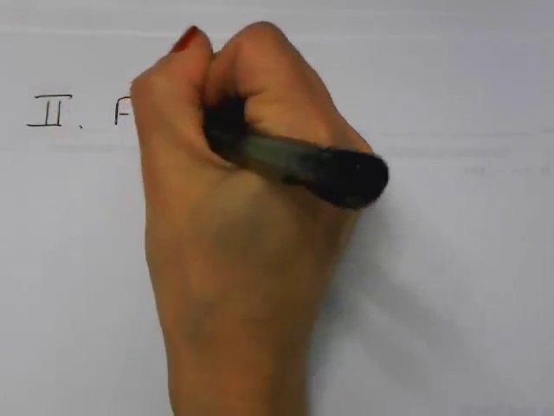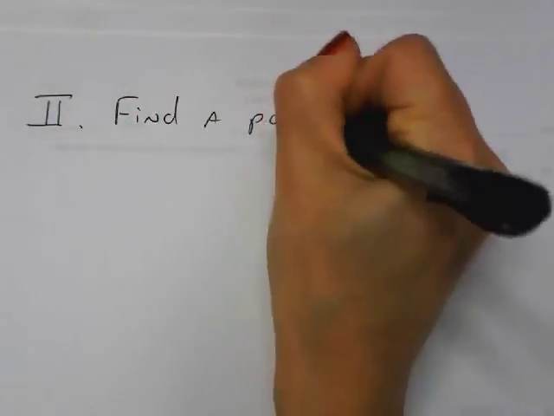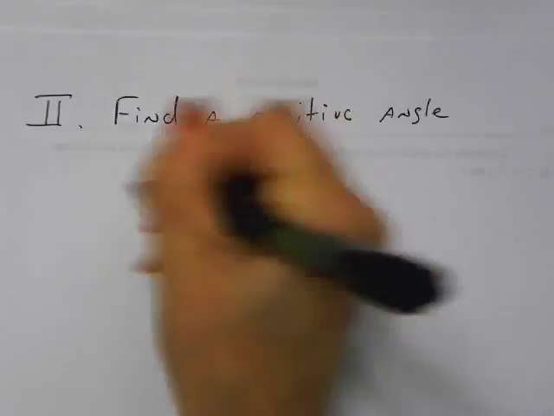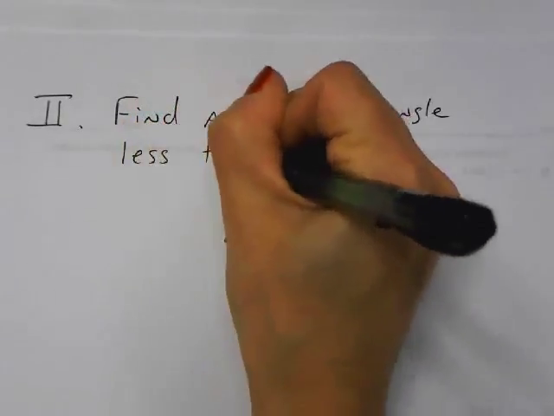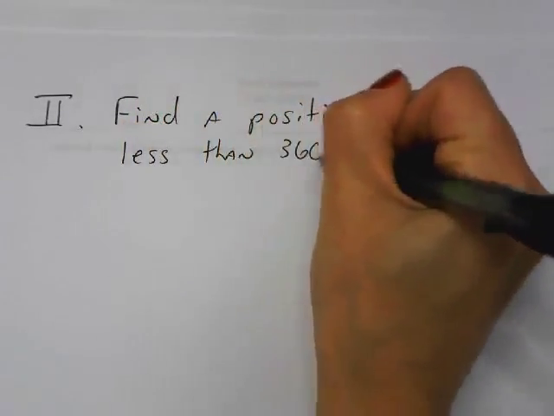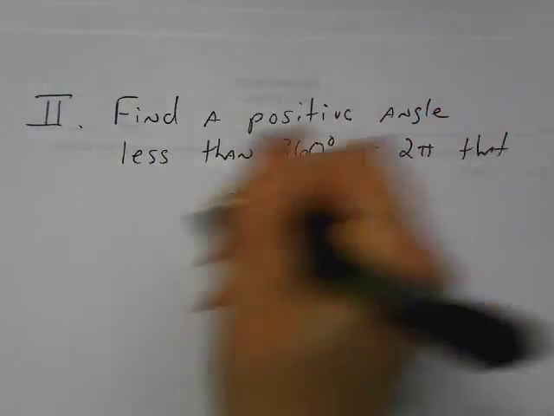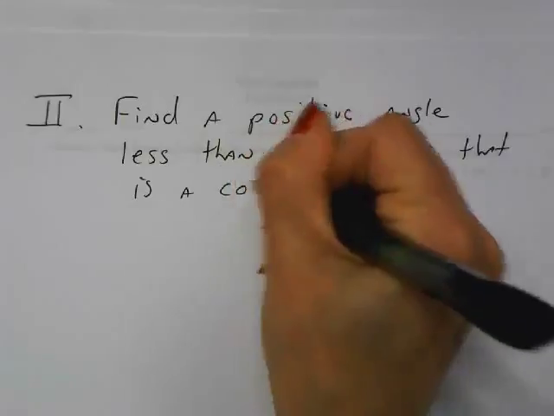Okay? Next thing I want to review with you prior to you doing your classwork for today. Okay? Find a positive angle less than 360 or 2 pi that is a coterminal angle for each.